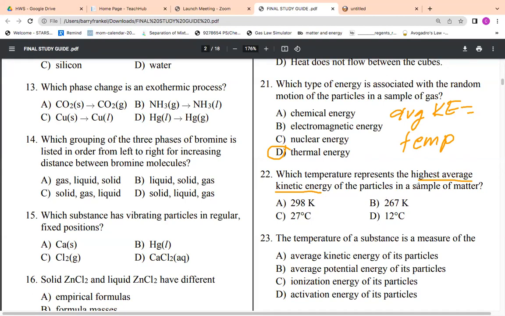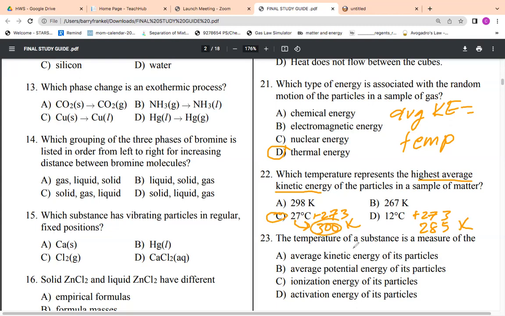The problem with the options is that they're not in the same temperature scale. You can do one of two things: convert everything to Celsius, or convert everything to Kelvin. To go from Celsius to Kelvin, I'm just going to add 273 to both of these. So 27 plus 273 is 300 Kelvin, and 12 degrees plus 273 would be 285 Kelvin. We can clearly see that choice C is the highest one with 300 Kelvin.